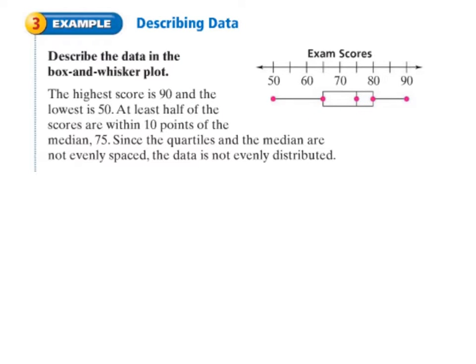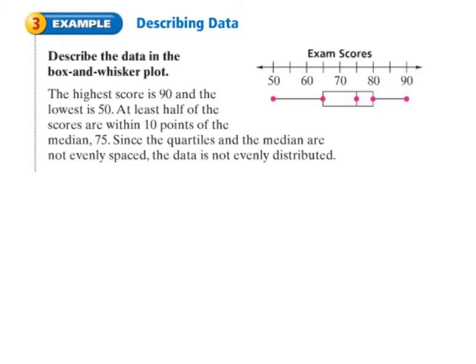So things we can say about this. The lowest score is 50. The highest score was 90. Half of the scores fall between 65 and 80. That's what this box means. Half the scores between 65 and 80. Again, we could say that the median score was 75. So there you go. That's the stuff I expect people to tell me about it.